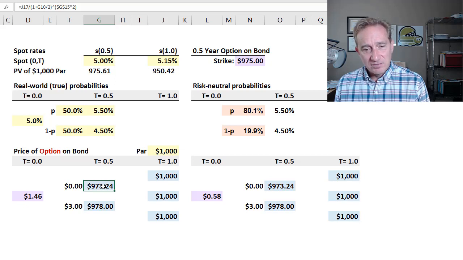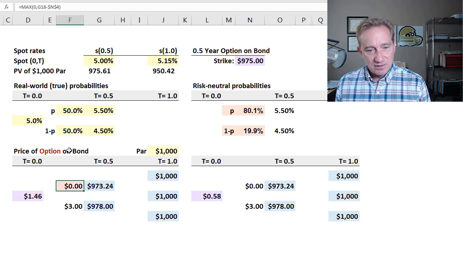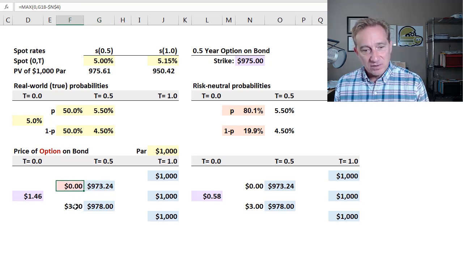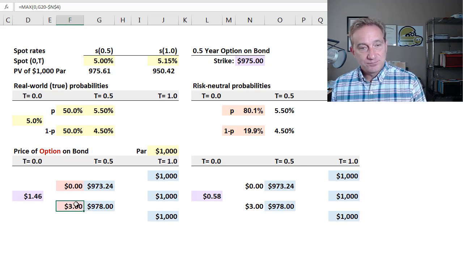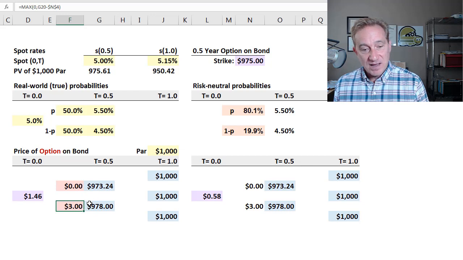So in 6 months, you can see in the up node here, we're going to be underwater with that option, and it's going to have a payoff of 0. So I'm going to color that red. But if the 6-month rate drops down to 4.5% and the bond price goes up to $978 in 6 months, then on a strike of $975, you can see $3 will be the payoff on that option.